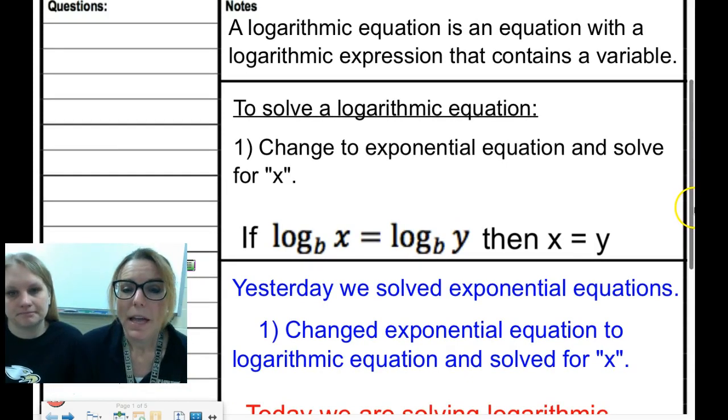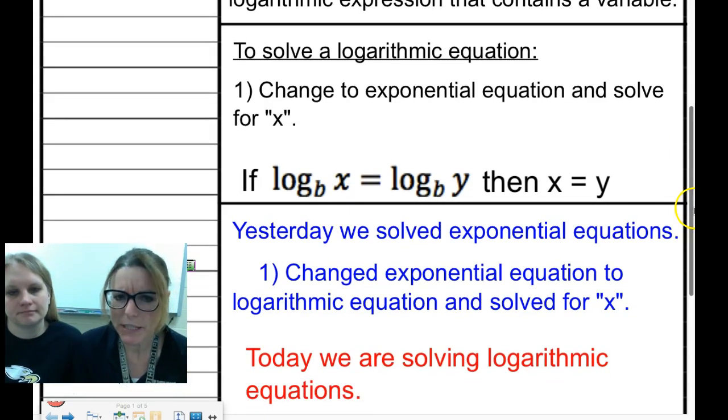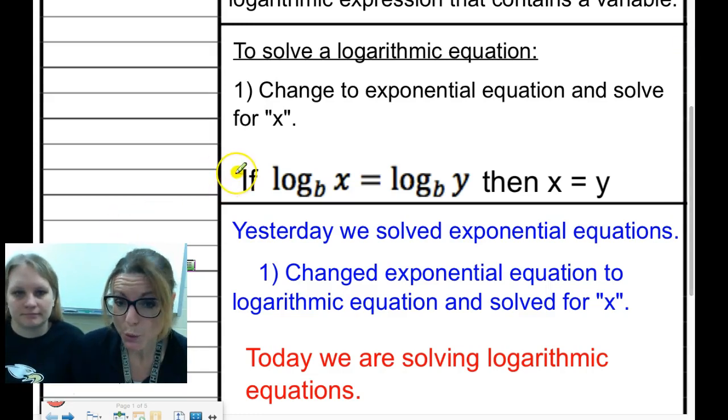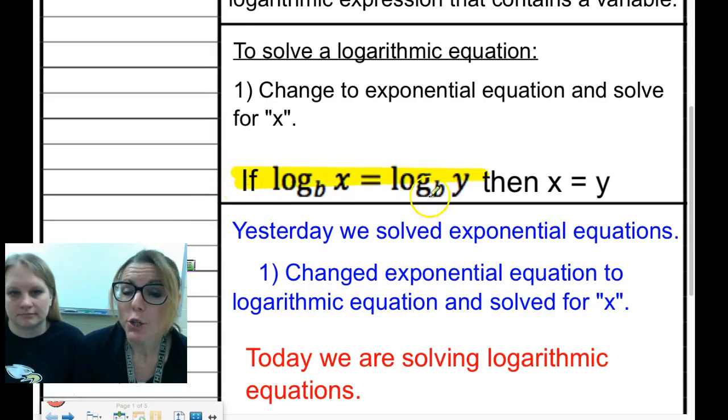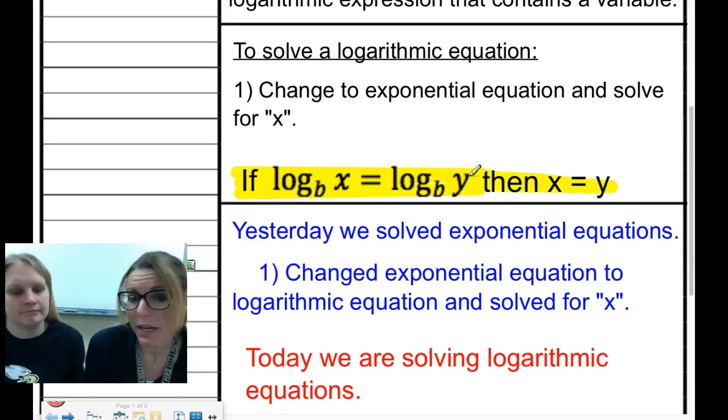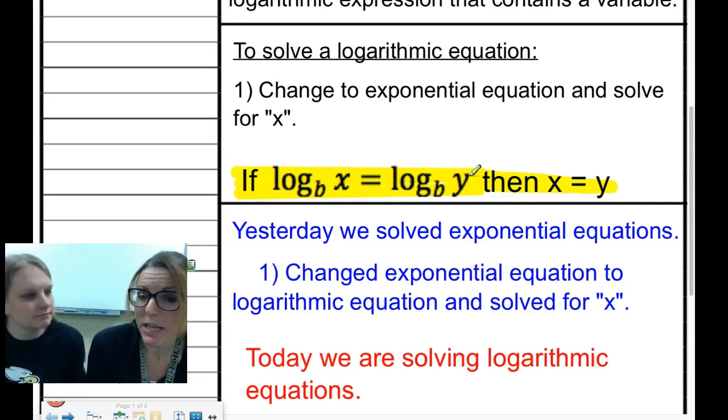Okay. And so it looks like I have a little property here. If log base b of x is equal to log base b of y, then you can assume that x is equal to y. And that's going to come into play in some of our problems. If you recognize the bases are the same and they're set equal to each other, you can drop the logs and just set x equal to y.